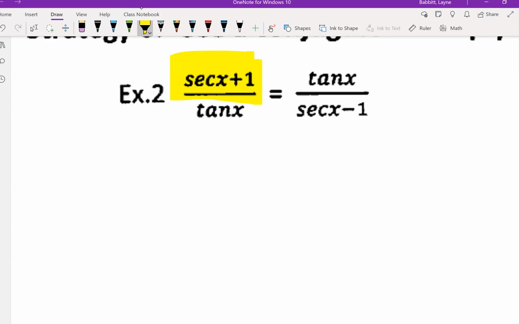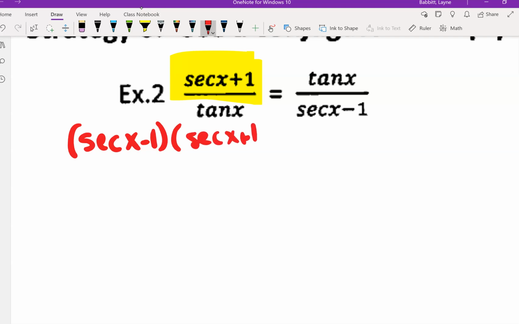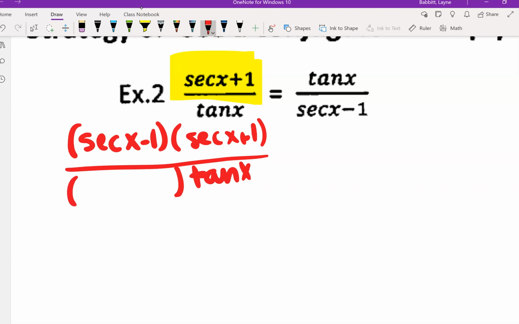If we want to get the left to equal the right, we can multiply this first side, top and bottom, by the conjugate of secant x plus 1. The conjugate of secant x plus 1 is secant x minus 1. We'll multiply that top and bottom, so we're multiplying top and bottom by secant x minus 1. We have to multiply top and bottom so that we're not changing the value of the fraction.